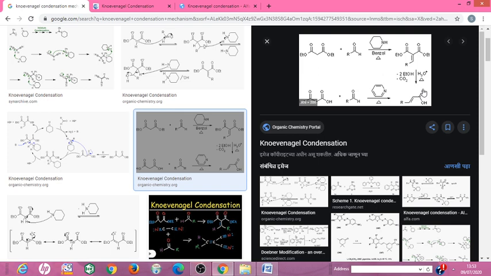This alpha beta unsaturated ester, on acidic hydrolysis followed by decarboxylation, gives an alpha beta unsaturated acid. This is COOH, meaning the acid carbonyl compound. Next to the carbonyl is the alpha carbon, next to alpha is beta, and the double bond is present between alpha and beta. This is known as an alpha beta unsaturated acid.